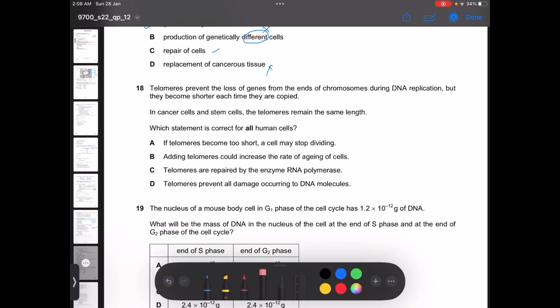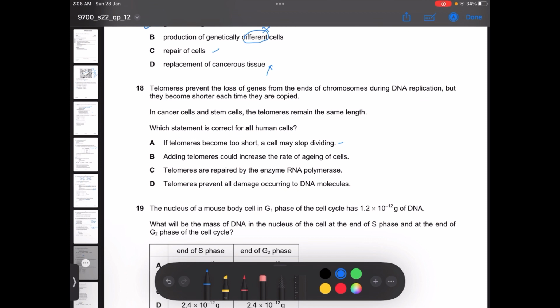Yes, because telomeres are basically end DNA sequences. With each replication, they become shorter and shorter. So if they become shorter and shorter, the genes won't be copied, and the cell eventually stops dividing. So A is correct. Now let's see B.